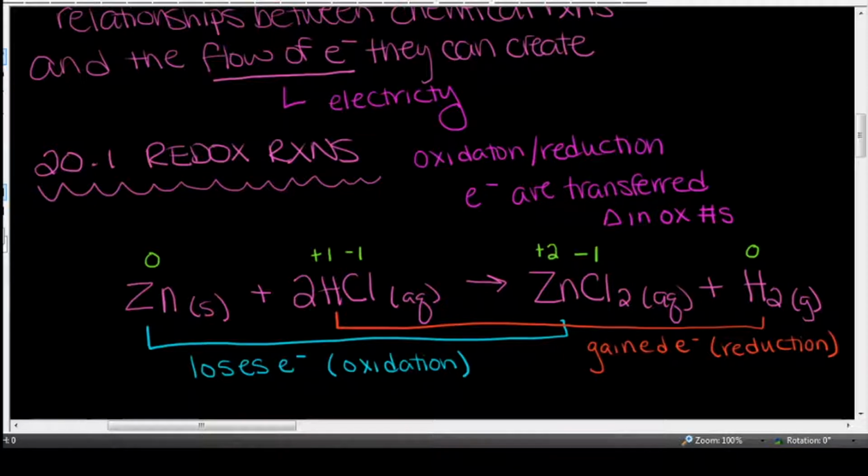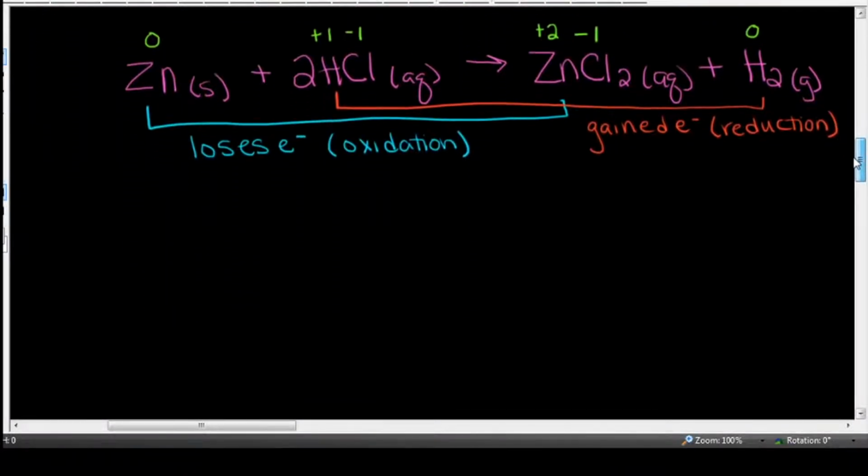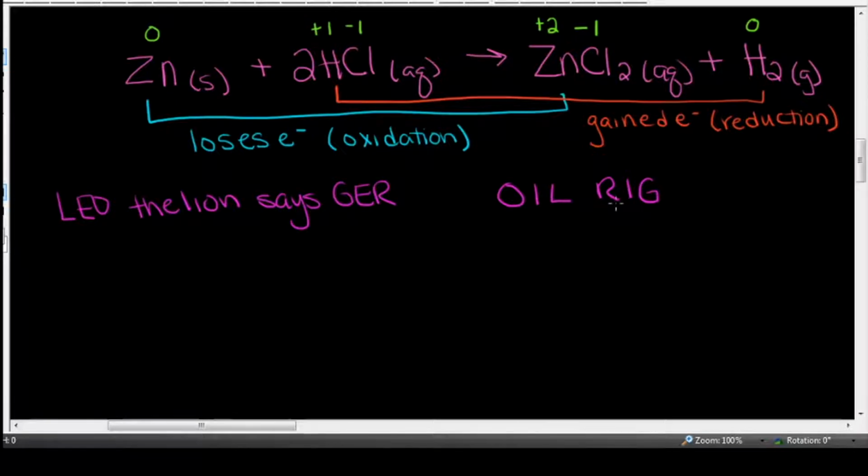Now, we can remember that oxidation is the loss of electrons, and reduction is the gain of electrons through two different methods. One is Leo the lion says Ger, which is the one I always sort of remember: loses electrons, oxidation; gains electrons, reduction. But I know a lot of you guys prefer OIL RIG. So either one of those is fine. Oxidation is loss, reduction is gain.